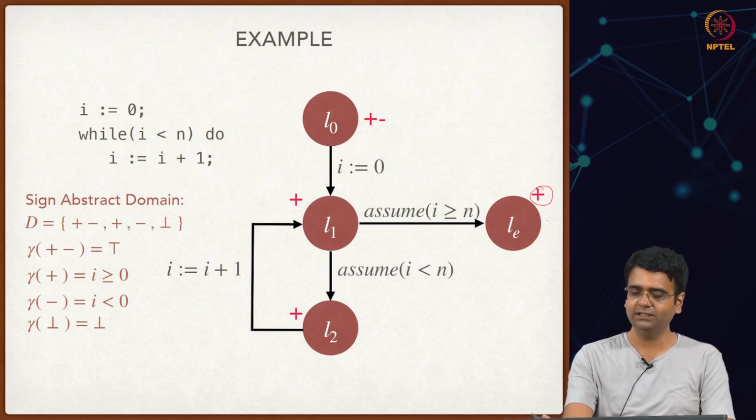Okay, so we will end here, and in the next lecture, we will try to formally define this notion of abstract interpretation. What are some of the desirable properties that we require out of abstract interpretation?